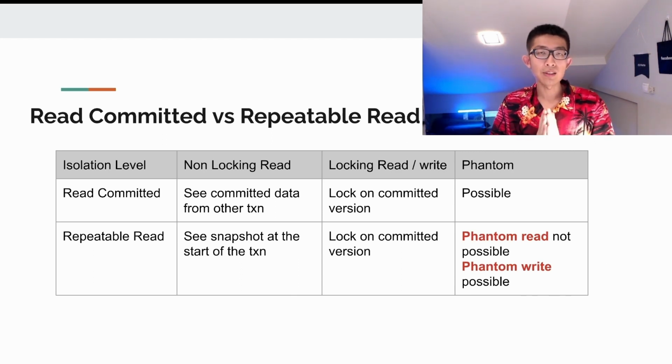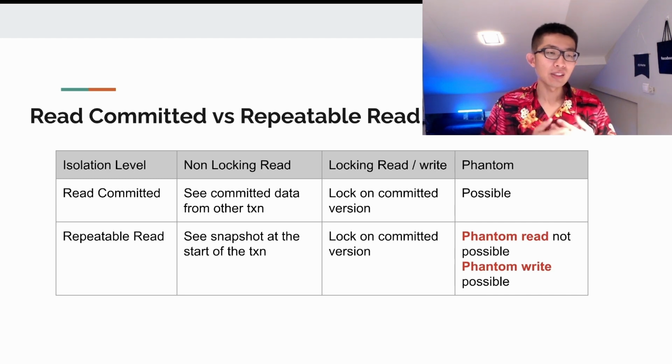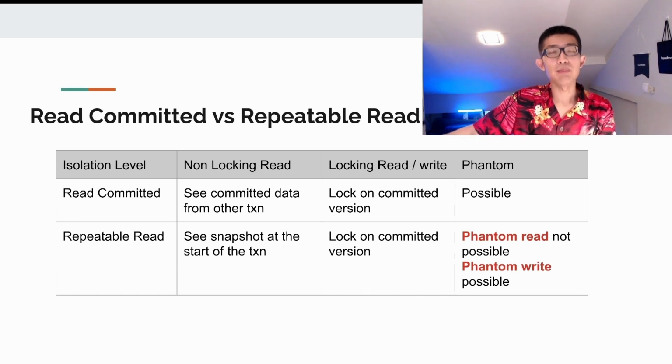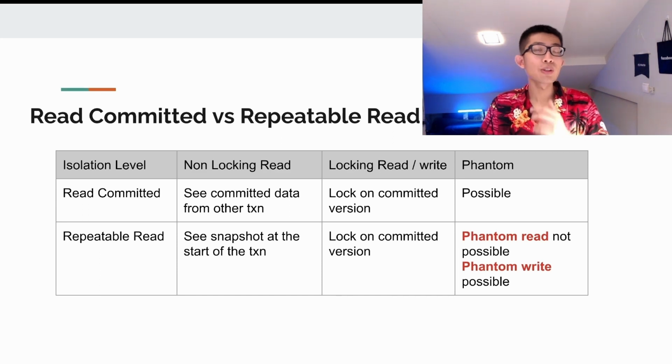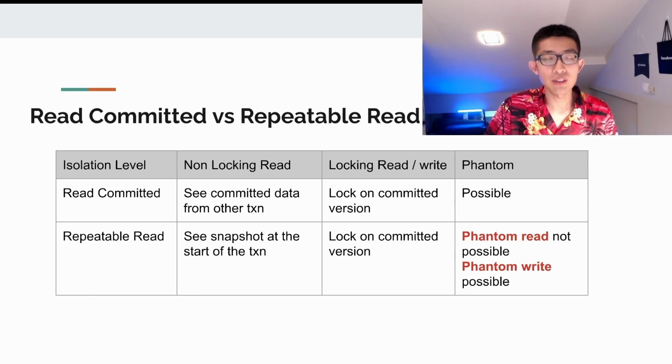A stricter isolation level would be repeatable read. The word repeatable read is also very self-explanatory. When I start my transaction, I read something. Even if other transactions keep committing on this data, I can still repeat my read while ignoring the change by other transactions. Hence, repeatable read. I can repeat my read. So for repeatable read, you are reading the snapshot at the start of the transaction.